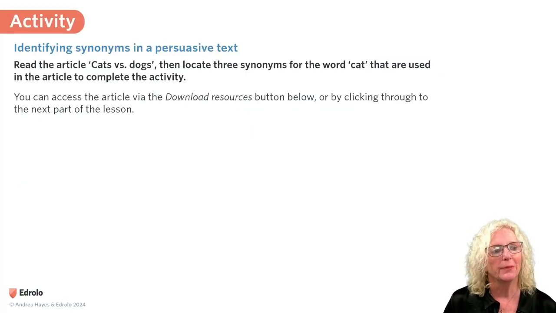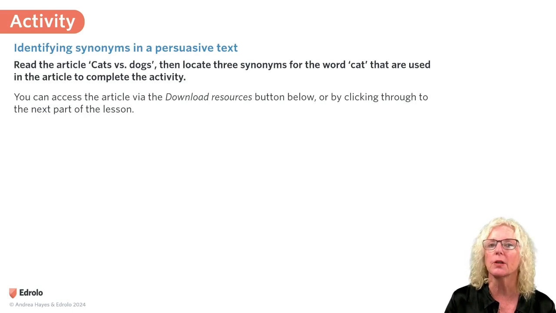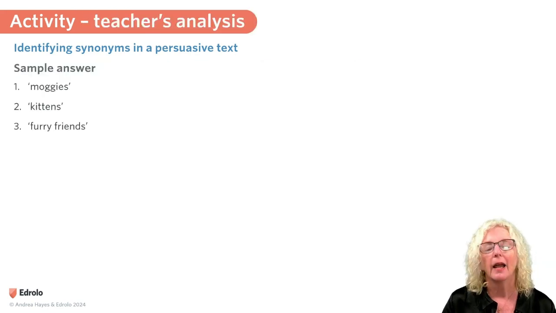Now your turn again. Read the article, Cats and Dogs, and then you need to identify 3 synonyms for the word cat that are used in the article to complete the activity. You can access the article via the Download Resources button below or by clicking through to the next part of the lesson. So here's the answer. The 3 synonyms that were in the Cats v Dogs persuasive text: 3 synonyms for cat, moggies, kittens, and furry friends.